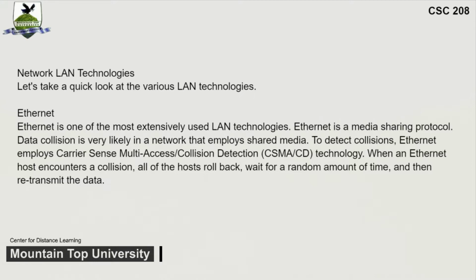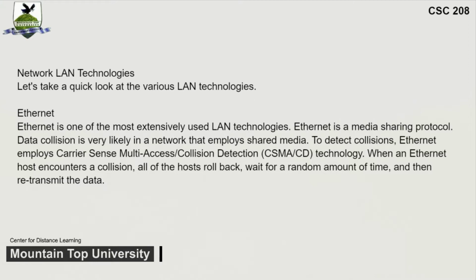Data collision is very likely in a network that employs shared media. To detect collisions, Ethernet employs carrier-sense multiple access/collision detection (CSMA/CD) technology. When an Ethernet host encounters a collision, all of the hosts roll back, wait for a random amount of time, and then retransmit the data.